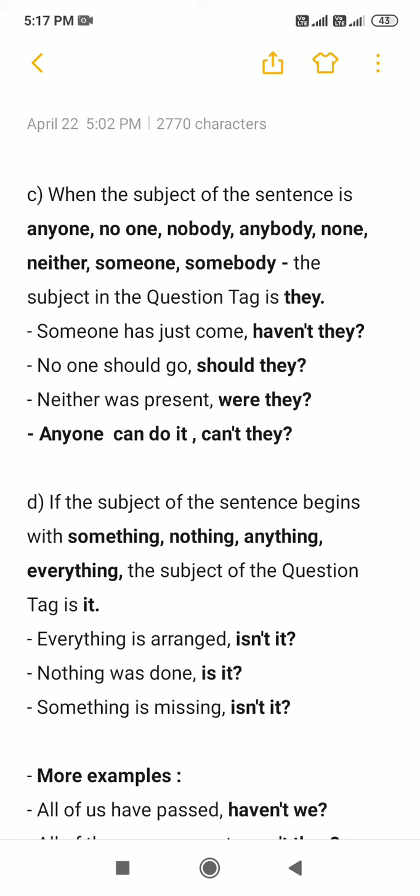The subject is the indefinite pronoun everything. Nothing was done. Is it? No, the sentence is negative. Hence, the question tag is affirmative. Is it? It stands for nothing. Something is missing. Is not it?